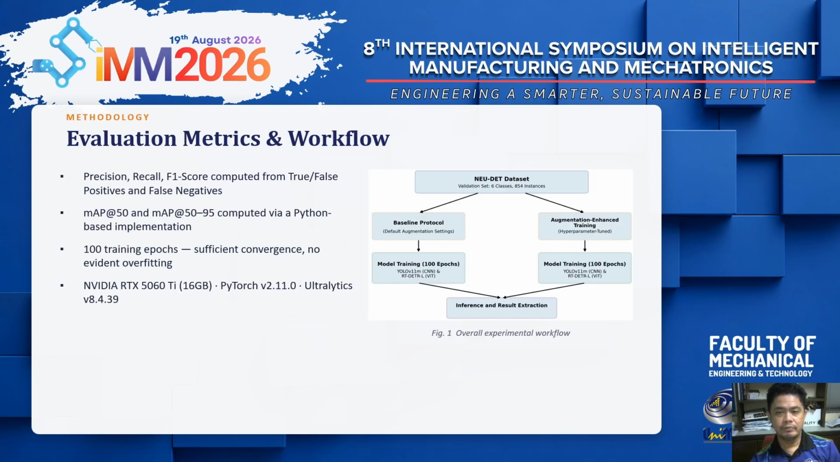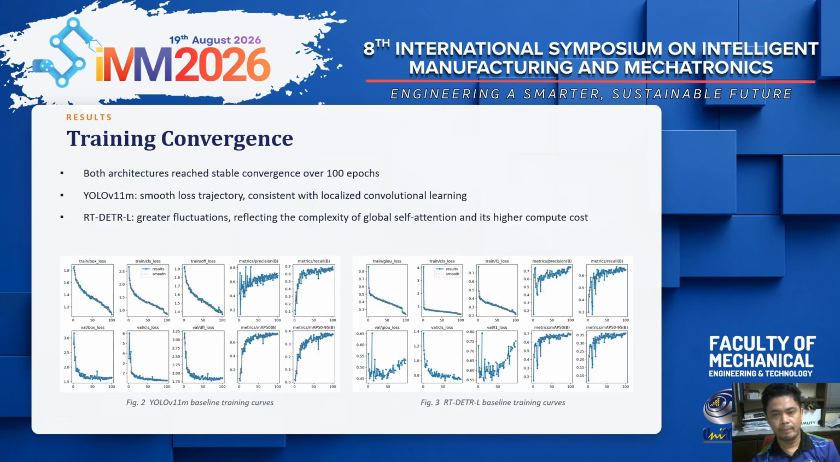For evaluation, we use standard metrics: precision, recall, F1 score, and mAP. Each model was trained for 100 epochs, which was enough for the models to converge. We use an NVIDIA RTX 5060 Ti GPU with the PyTorch library and the Ultralytics framework. This diagram shows our full workflow from dataset to final results.